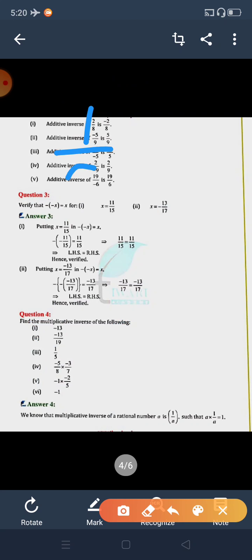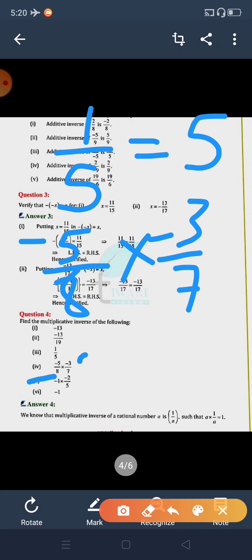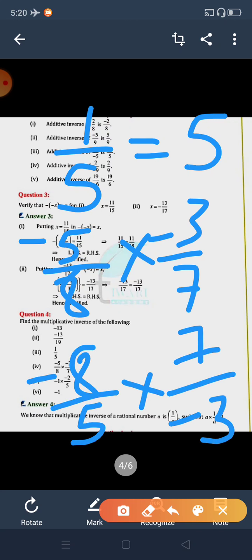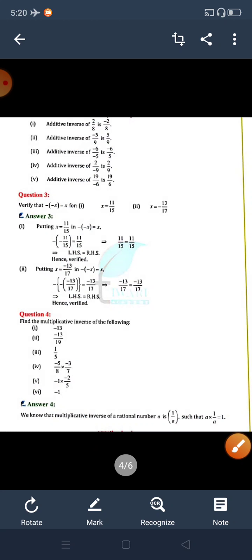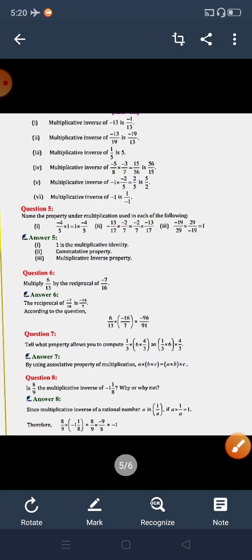For 1 by 5, the reciprocal is 5. Minus 5 by 8 multiplied by minus 3 by 7. Just simply make the denominator the numerator and the numerator the denominator. That is minus 8 by 5 multiplied by 7 by minus 3. In this way we will find the multiplicative inverse. Here are the answers of this question. First of all you will try to solve it yourself, then you can check the solution.